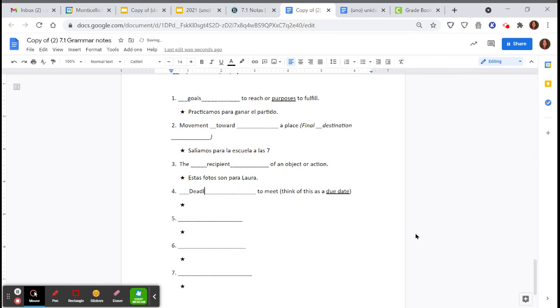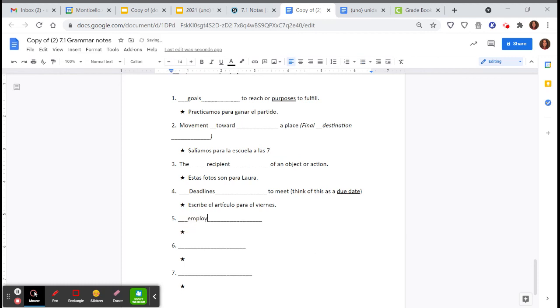Cuatro would be deadlines to meet. Think of this as a due date. So for example, we have escribe el artículo para el viernes. So write the article for Friday. So Friday is when the article is due. That's the due date. We need to write it for that day, para el viernes.